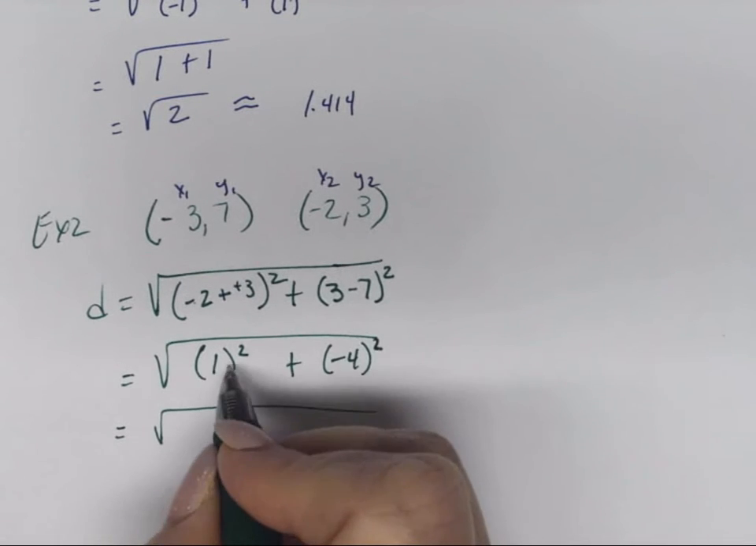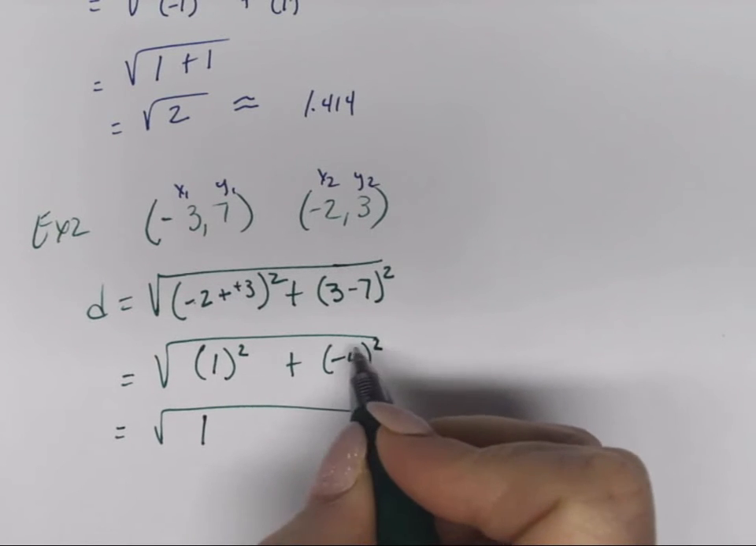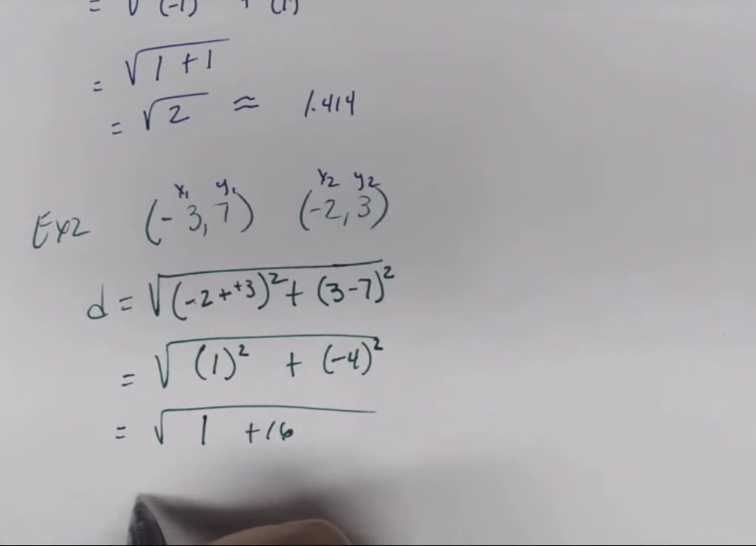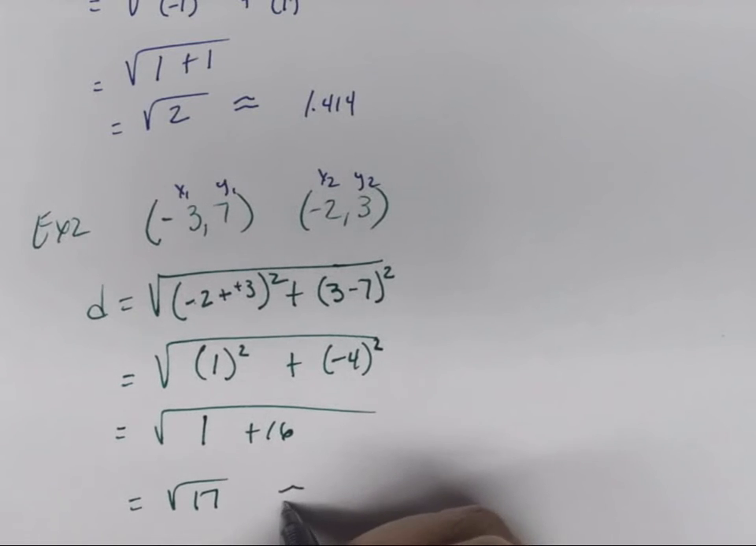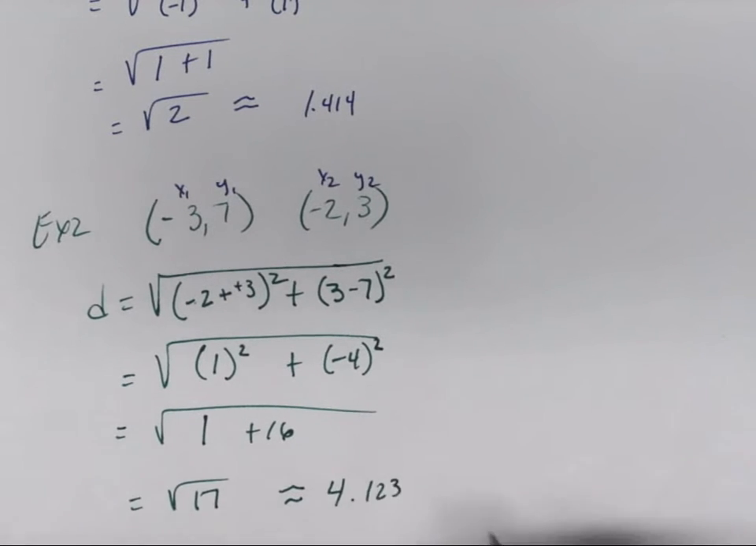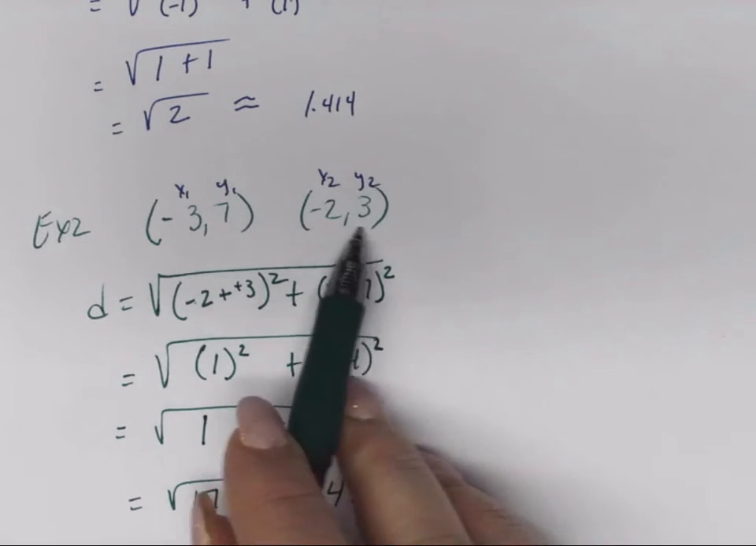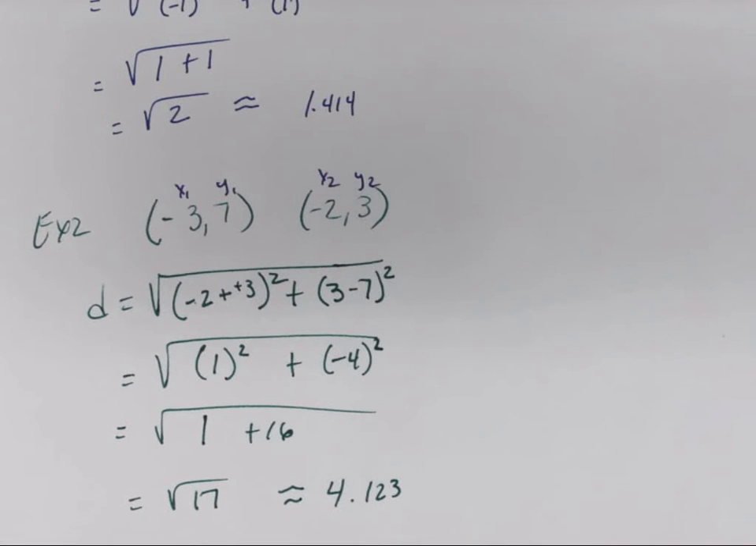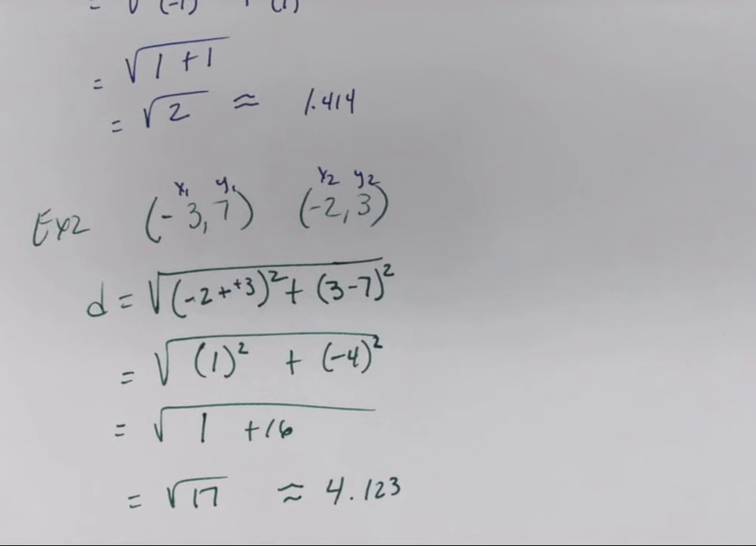So the 1 squared is going to get us 1, and negative 4 squared will get us 16. This will get us the square root of 17, and again, if it's looking for a decimal approximation, just put it in your calculator, and that would be your answer. All right, so that's how you do the distance formula. Make sure you label the points. The big issue I see with my students is they'll grab the wrong value, so always, always label it so that you know what's going on with it.